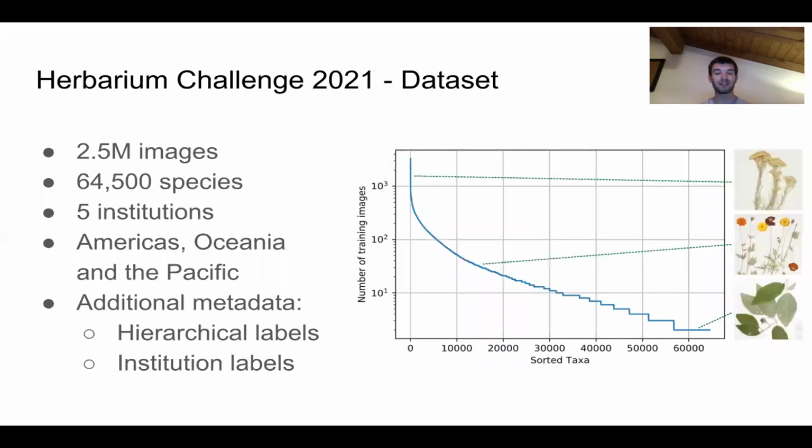This year's Herbarium Challenge dataset is the largest and most varied herbarium sheet dataset to date. It contains 2.5 million images spanning across 64,500 species. These images are provided by 5 different institutions and cover the Americas, Oceania, and the Pacific. We also provide institution labels and additional labels higher up the taxonomic hierarchy.